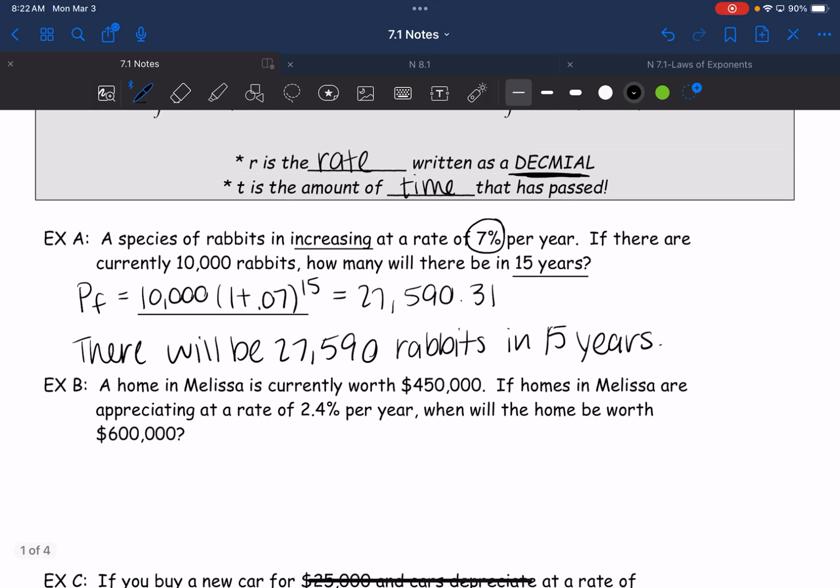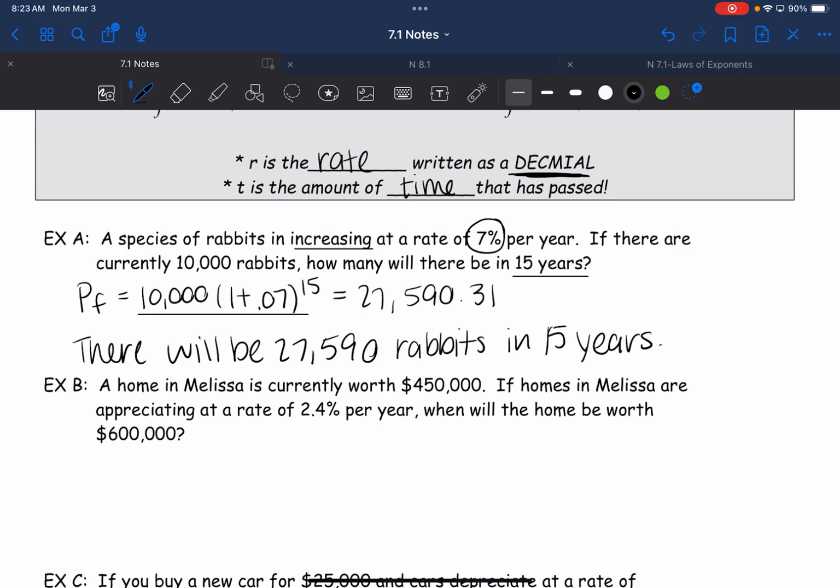Okay, let's take a look at another example. This one says a home in Melissa is currently worth $450,000. If homes in Melissa are appreciating at a rate of 2.4% per year, when will the home be worth $600,000? So even if you didn't know what appreciating meant, you can tell that it went from $450,000 to $600,000. So that means it's an increase, right? Appreciating does mean increase, depreciating would mean decrease.